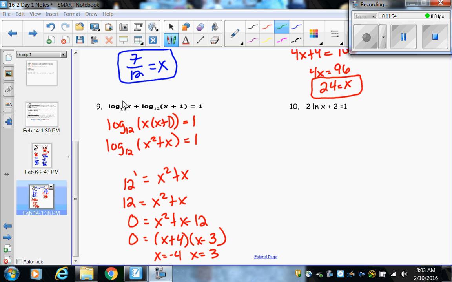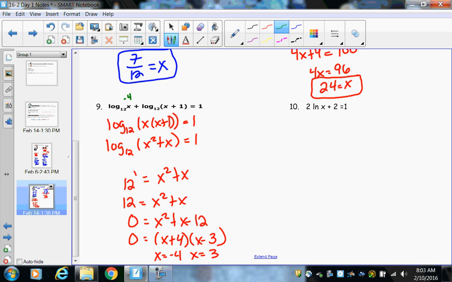However, when I go back and I check right here, if I plug in a negative 4, you cannot take the log of a negative number, so that does not work. I don't even have to check the other one. If I plug in a 3, that's still good, and 3 plus 1 would be 4, which is a positive, so that's still good, so then 3 does work. So negative 4 would be our extraneous solution, meaning that it works when we solve, but when we plug it back in, it does not work. So really the only answer to this problem is x equals 3.